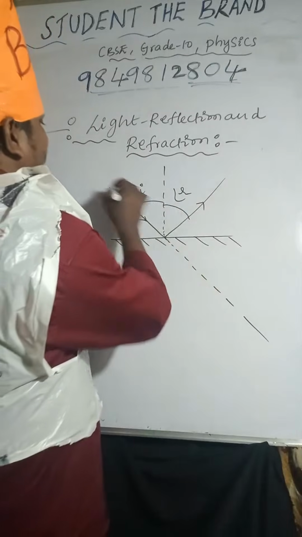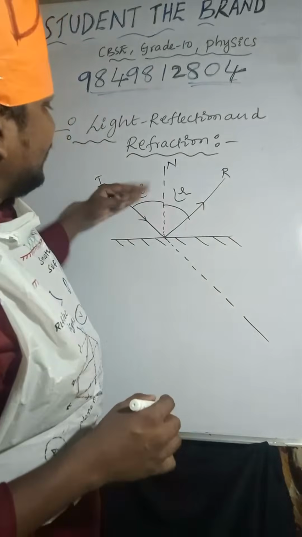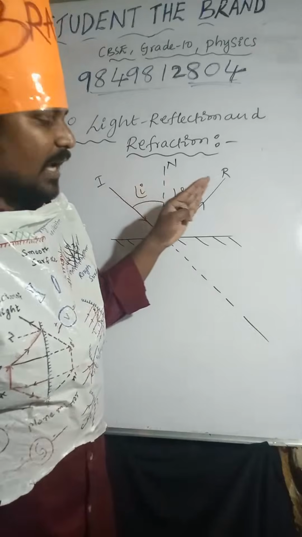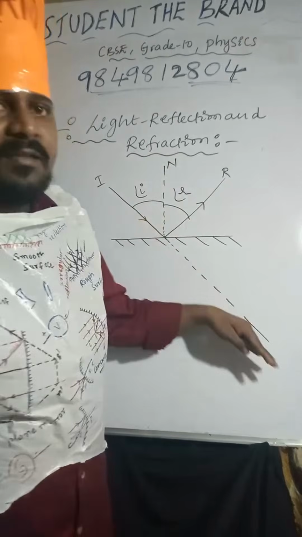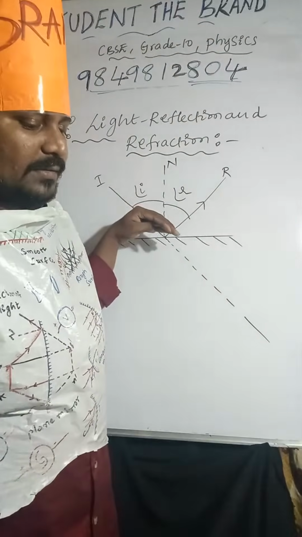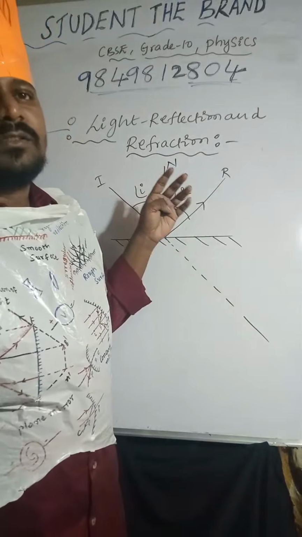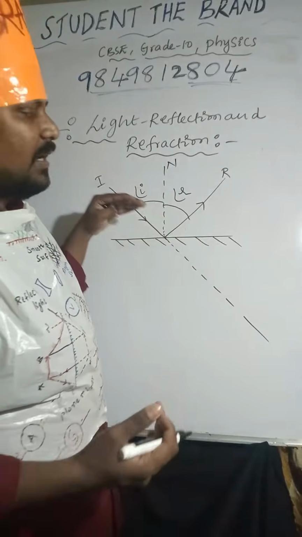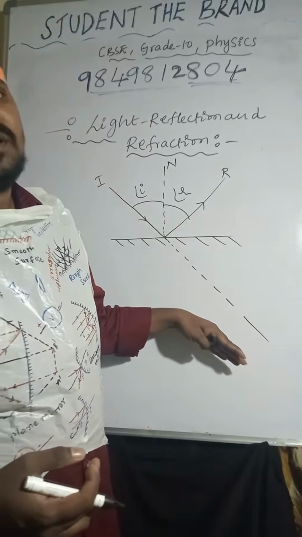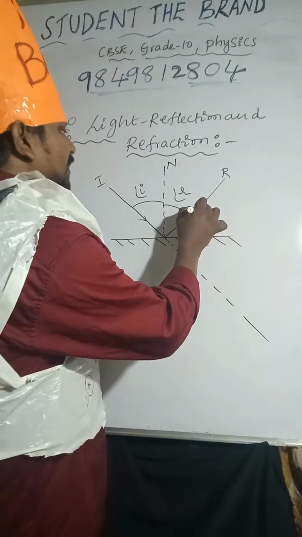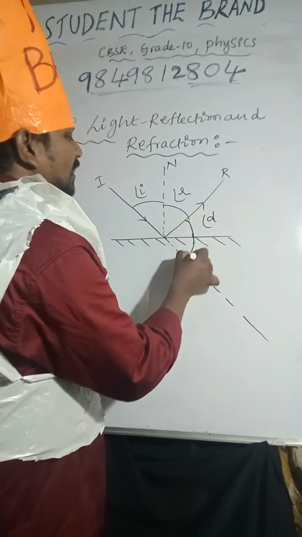The incident ray, reflected ray, and normal line. The angle between the incident ray and the normal line is called the angle of incidence. The angle between the reflected ray and the normal line is called the angle of reflection. This is the undeviated line. Without deviating, light passes through. We assume that the light ray moves in a straight line path. If this surface is not there, the light ray moves in this direction. The angle between the reflected ray and the undeviated line is called the angle of deviation.